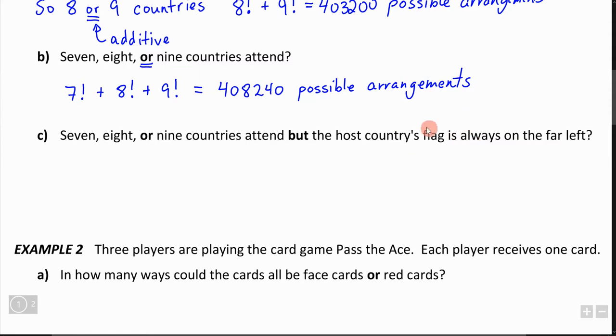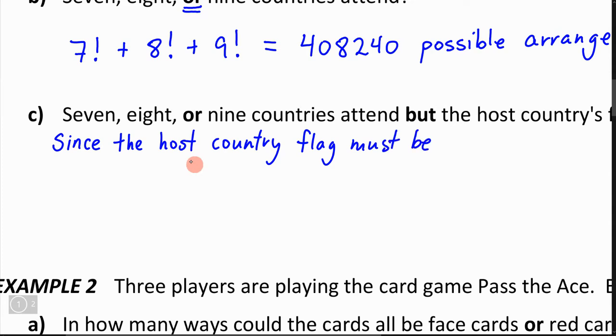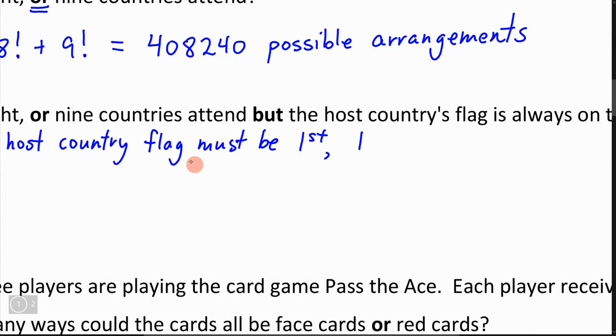Once you have that condition in place, think about how many flags are left over. If seven countries come, you put the host country's flag first and you have six other flags left to fly. With eight countries, you have seven other flags left to fly. With nine countries, you have eight flags left to fly, because that first one is always the host country. So I'm going to write here: since the host country flag must be first, there are six, seven, or eight flags to fly.